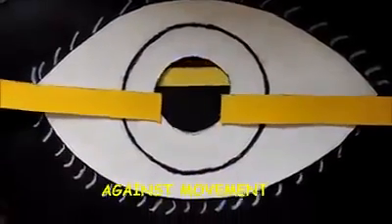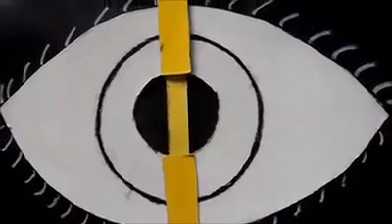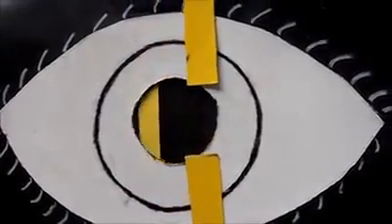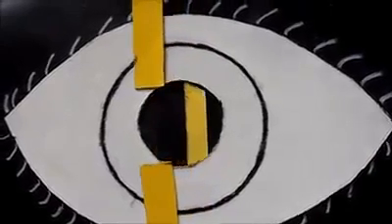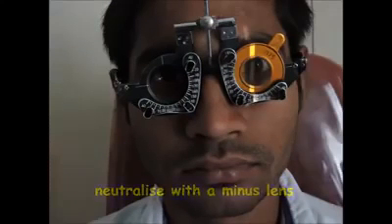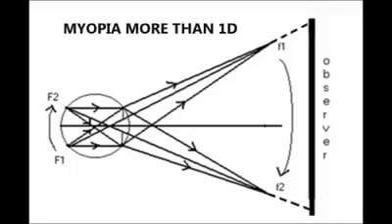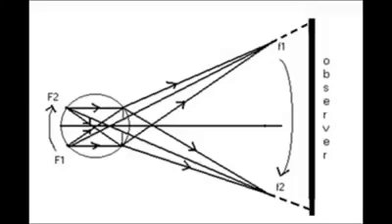Now, if the movement observed both horizontally and vertically is an against movement, that is, the pupillary reflex moves against the streak of the retinoscope, we neutralize such a reflex with a minus lens. This type of reflex is seen in myopia more than the working distance. The light rays emerging out of the patient's eye are convergent and meet at a point between the patient and the observer, and hence the movement is opposite to that of the plane mirror, that is, against movement.